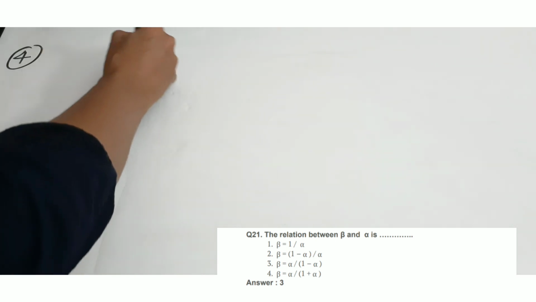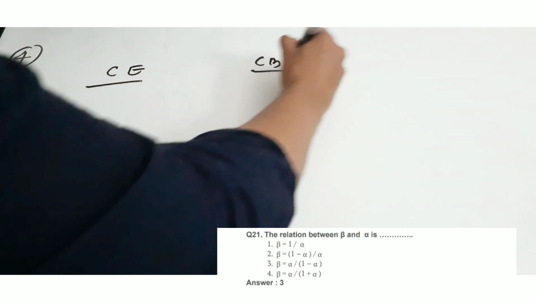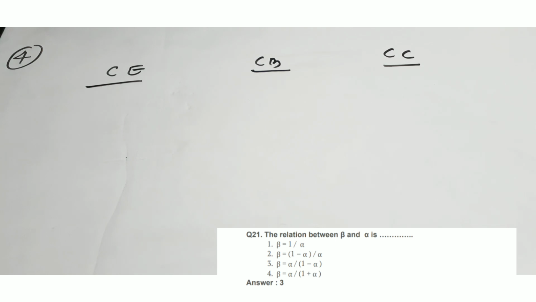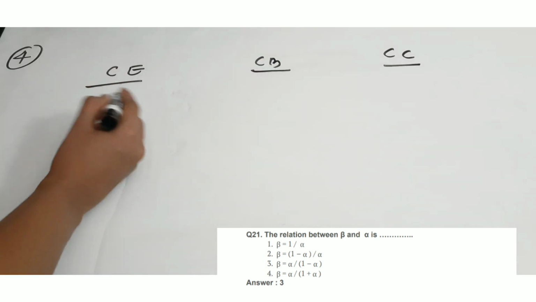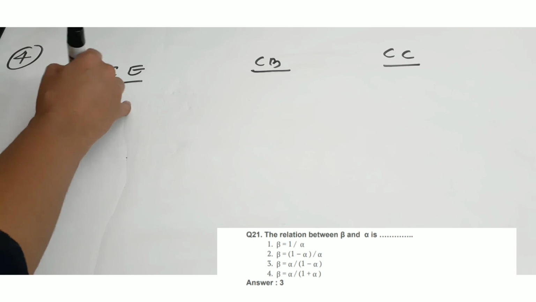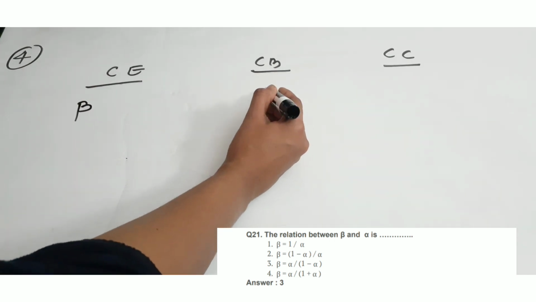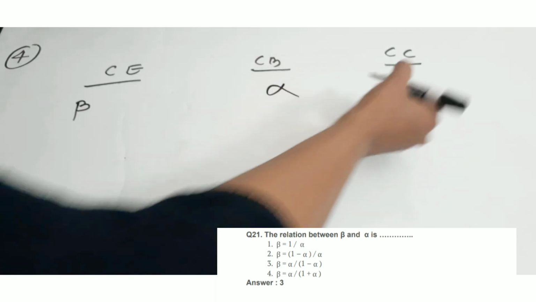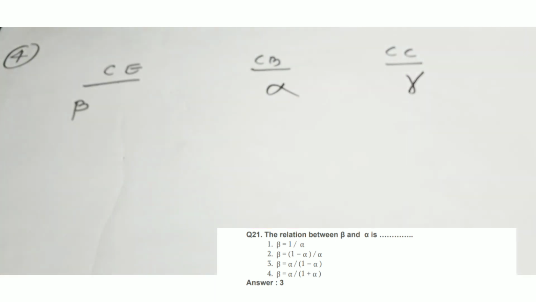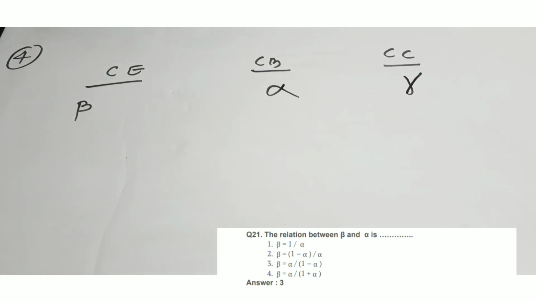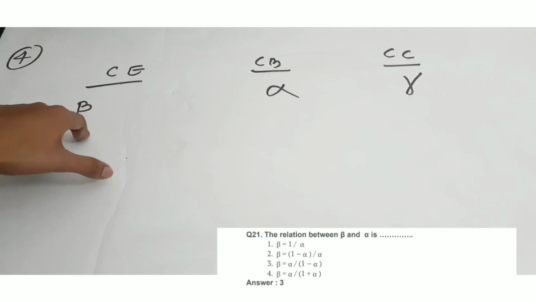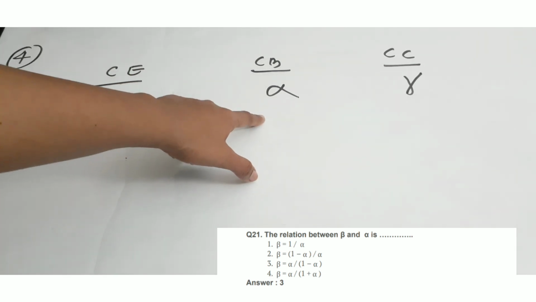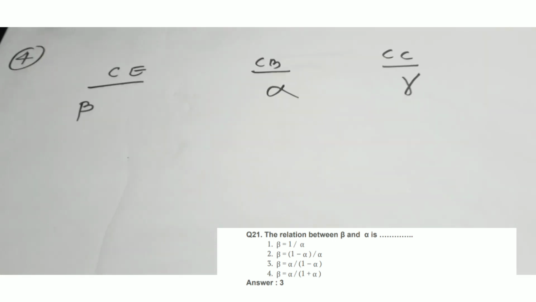There is common emitter, there is common base, and there is common collector. These are the three configurations. Here in the common emitter, the current gain is beta, for the common base the current gain is alpha, and for the common collector it is gamma. I'll strongly recommend you to watch the video I'll be putting in the description. Please check it out, I have given it in detail. So these are the three current gains.